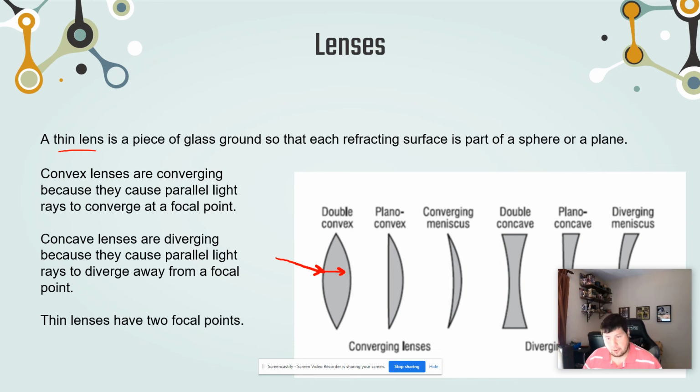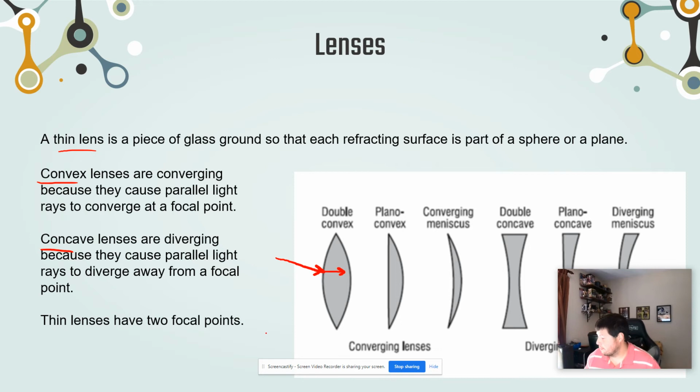Now, there's two different general types of lenses. There's convex and concave, just like mirrors. Convex lenses are converging, which is unfortunate because that's the exact opposite of what happens with mirrors. But convex lenses are converging because they cause parallel light rays to focus or converge on a single point. Then you have concave lenses. Those are diverging because they cause light rays to diverge away from a focal point.